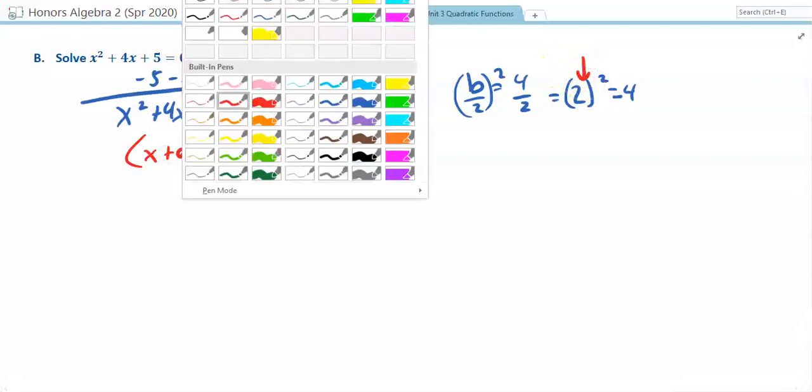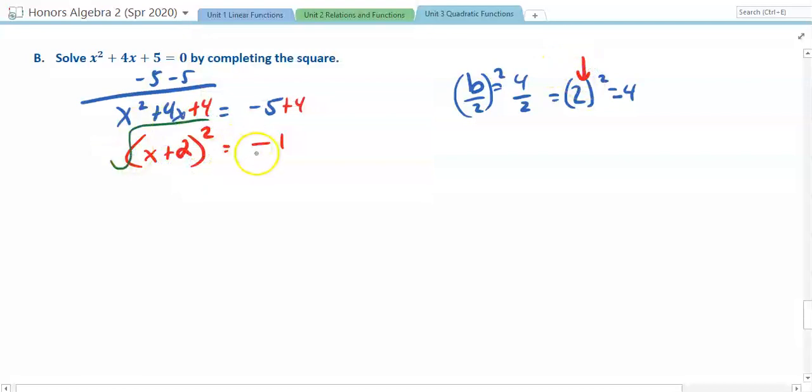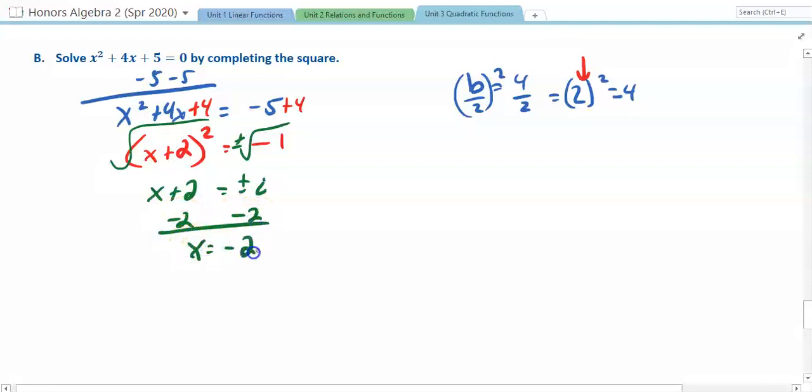And so now we'll take the square root of both sides. Don't forget your plus or minus. So positive or negative, the square root of negative 1 is just i. Why do any work? It's just i. So then we'll subtract the 2, so x is equal to negative 2 plus or minus i.